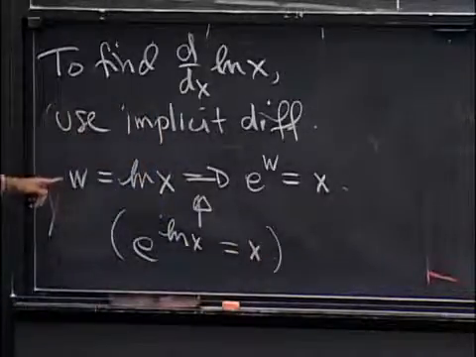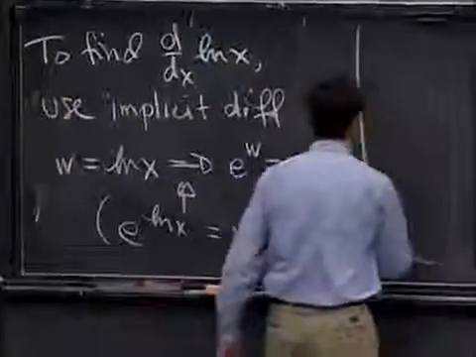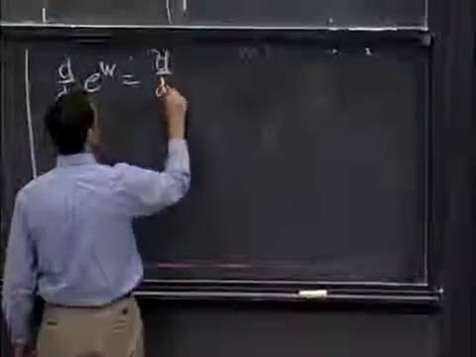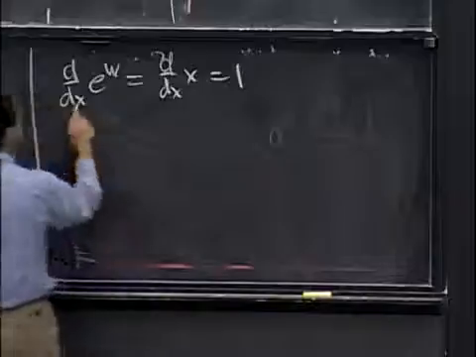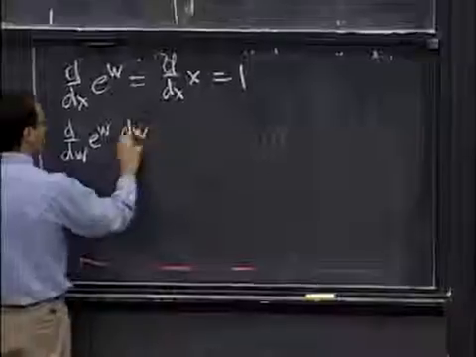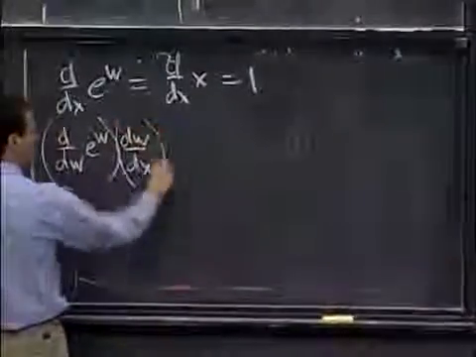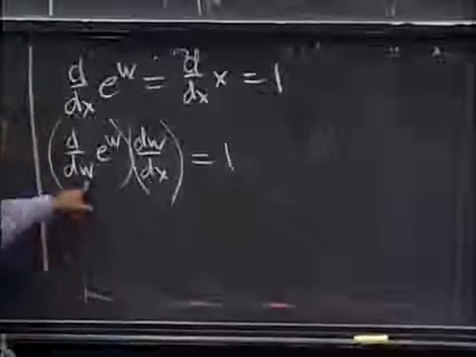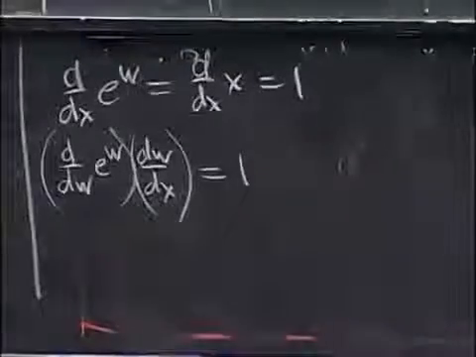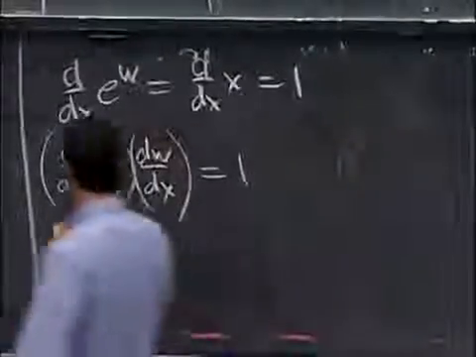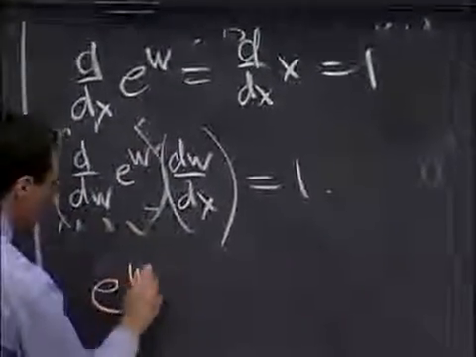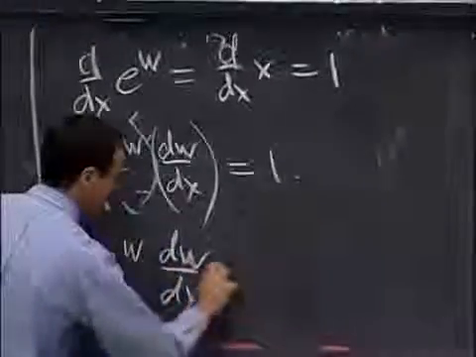All right, now we can differentiate this. So let's do the differentiation here. We have d by dx, e to the w is equal to d by dx of x, which is 1. And then this, by the chain rule, is d by dw, e to the w, dw dx, the product of these two factors. That's equal to 1. And now this guy is the one little guy that we actually know and can use. That's this guy here. All right? So this is e to the w, dw dx, which is 1.